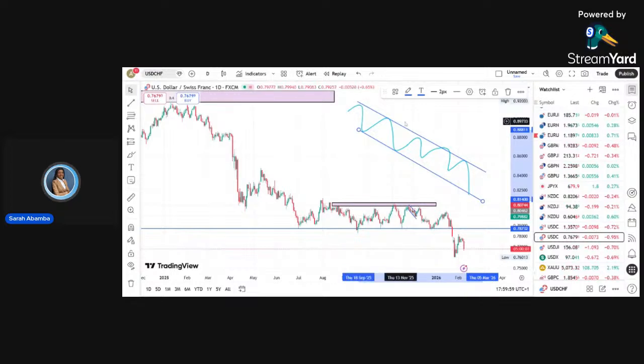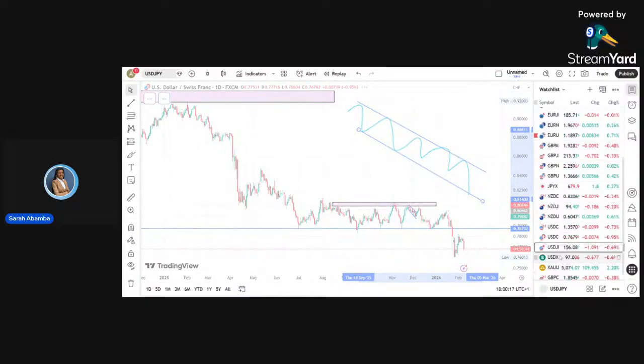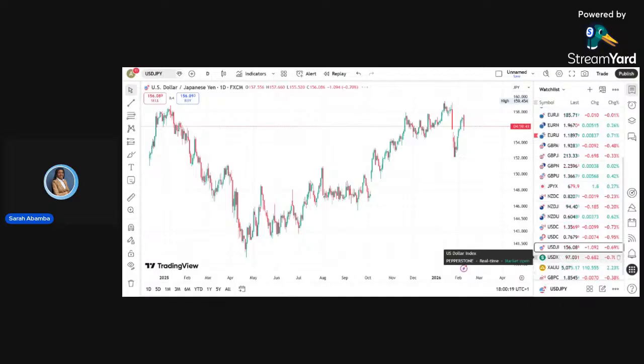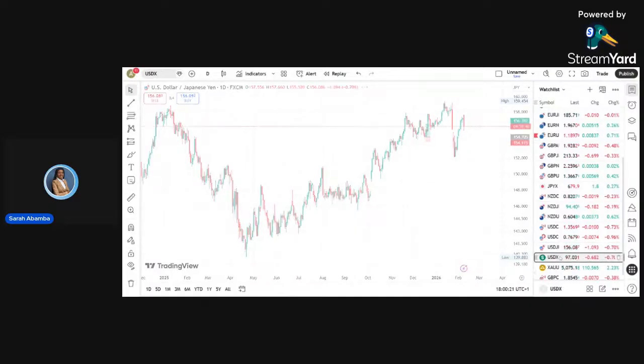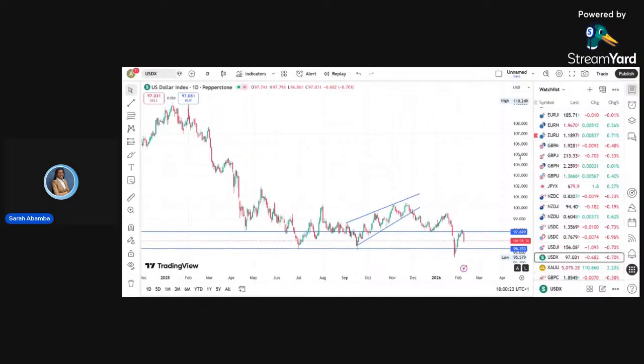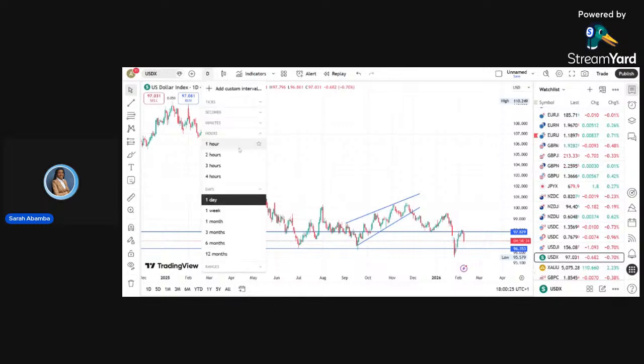So when you draw something like this, you know that at every point the price gets to the top of the trend line that you have drawn, that is a resistance. At every point that the price gets to the bottom of the trend line that you have drawn, that is a support. Okay, I've seen one example.